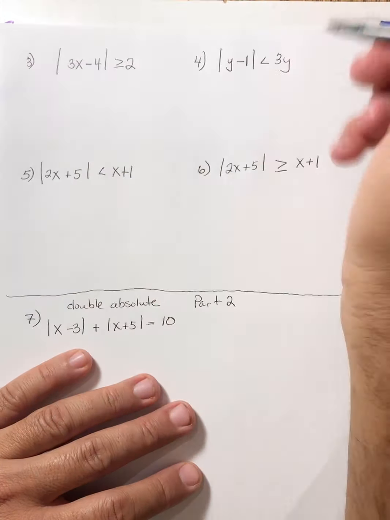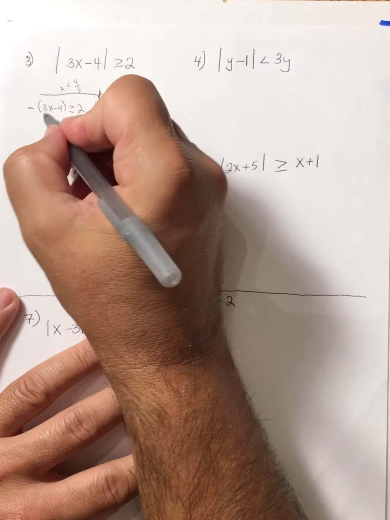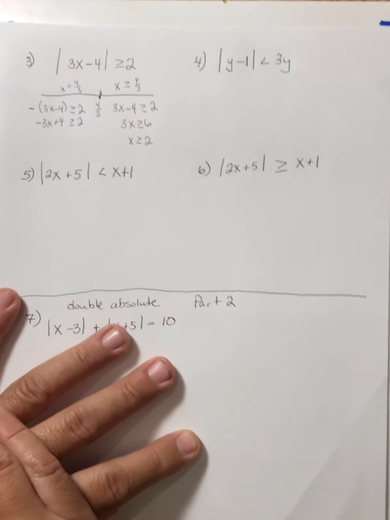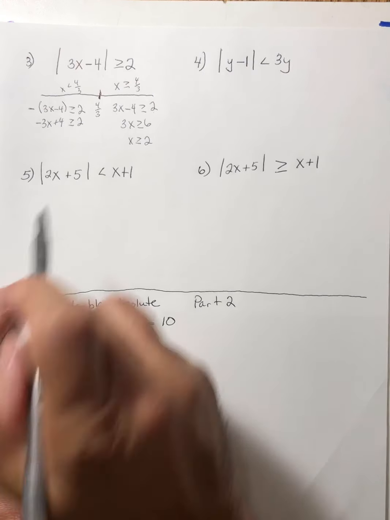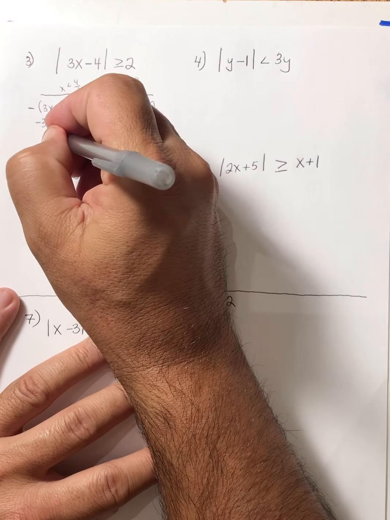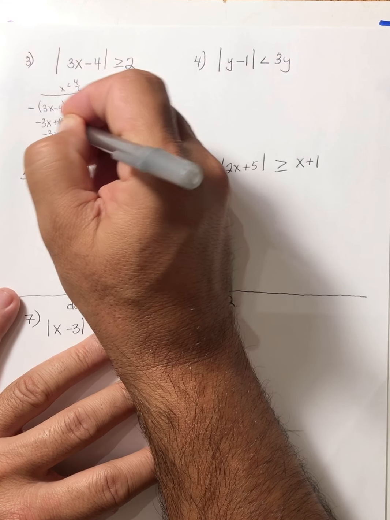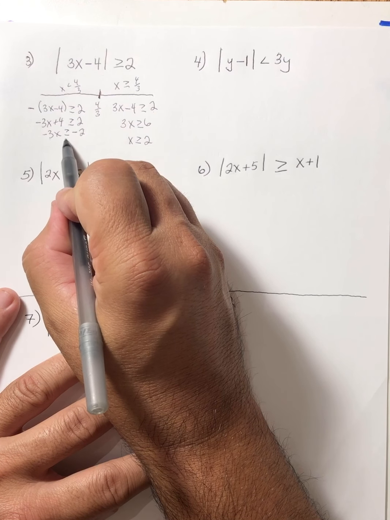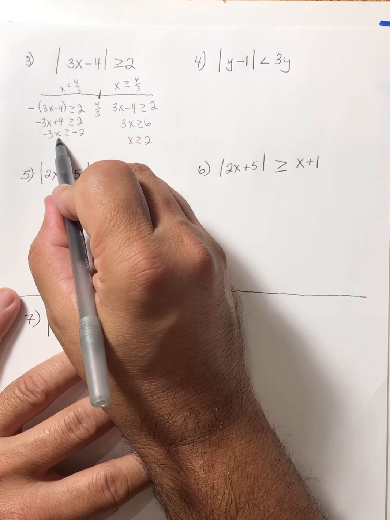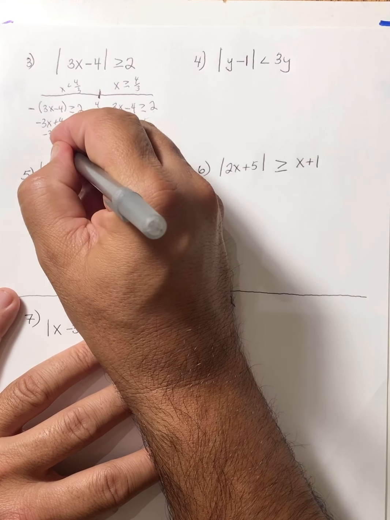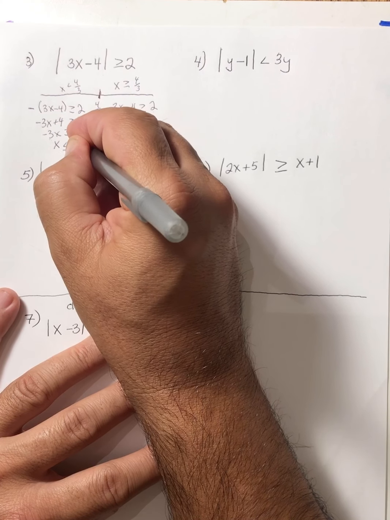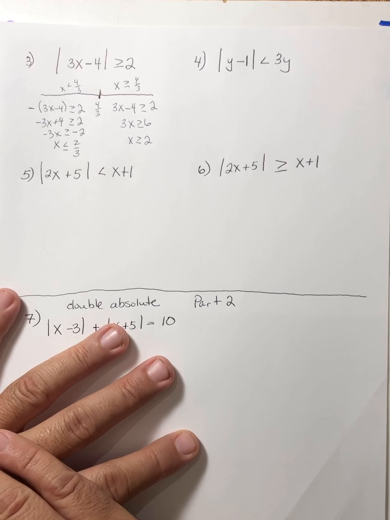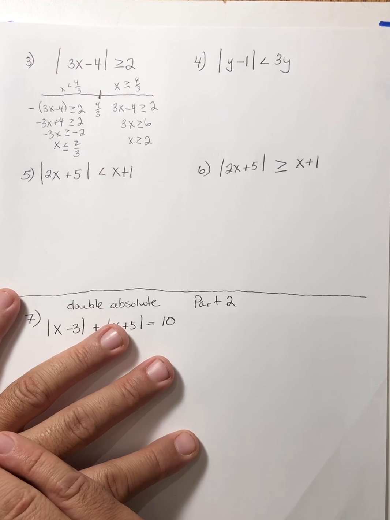Okay, now here I'll distribute. So I have a negative 3x plus 4 is greater than or equal to 2. Then I'll subtract. And then I'll divide. Remember, when you divide by a negative, your inequality has to do what? That's right, flip. So we're going to flip this once we divide by negative 3. So I have x is less than or equal to 2/3. Okay. Now we have to remember, with an inequality, we have to graph and state the solution set.